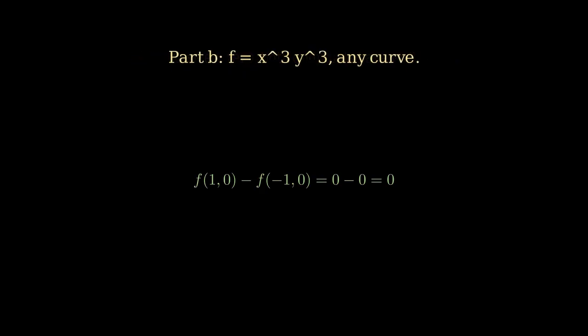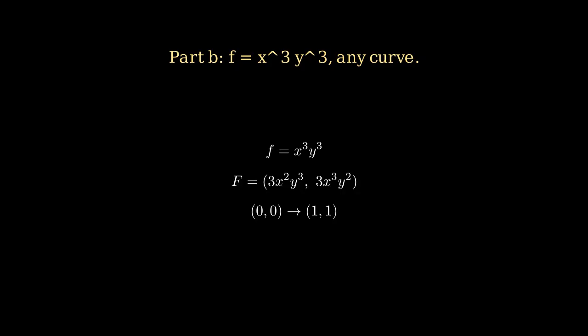Given the potential f of x, y equals x cubed y cubed, so the field is 3x squared y cubed, 3x cubed y squared, evaluate the line integral of f dot dr along any curve from 0, 0 to 1, 1. The answer is 1.